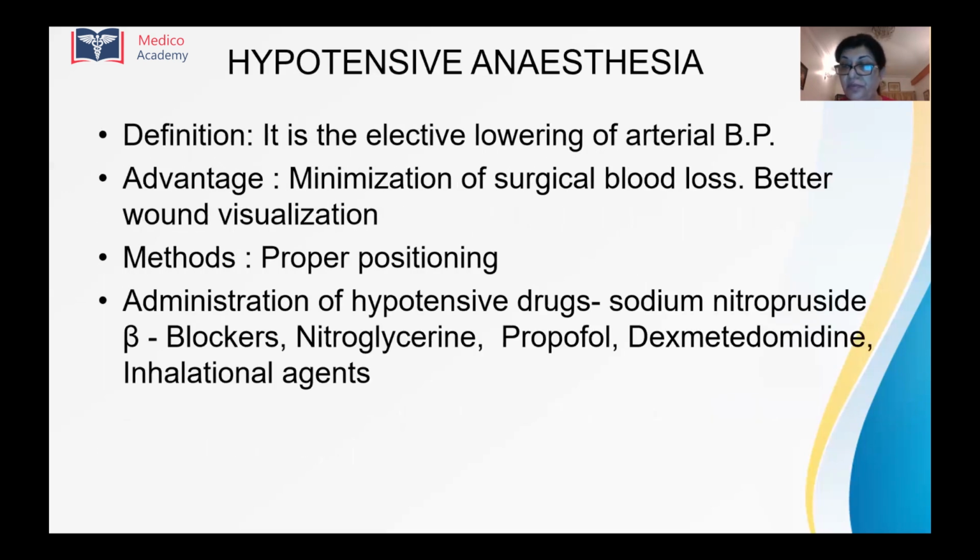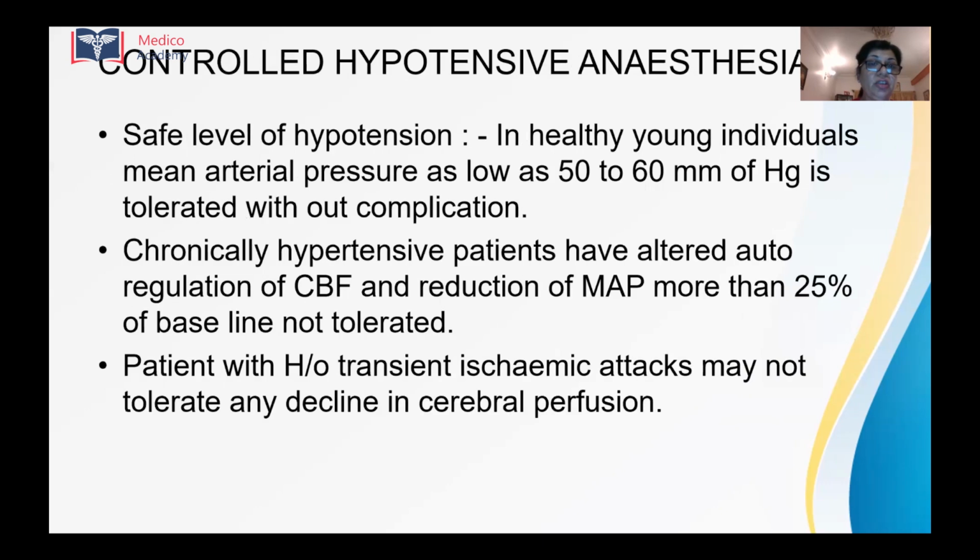Hypotensive anesthesia. It is an elective lowering of the arterial blood pressure. It has the advantage of minimizing the surgical blood loss, and so there is better wound visualization. With proper positioning, there is not much abdominal pressure, which would otherwise compress and increase the epidural venous pressure, and so increase the bleeding. Hypotensive drugs can be administered, such as sodium nitroprusside, beta blockers, nitroglycerin, propofol, dexmedetomidine, or inhalation agents.